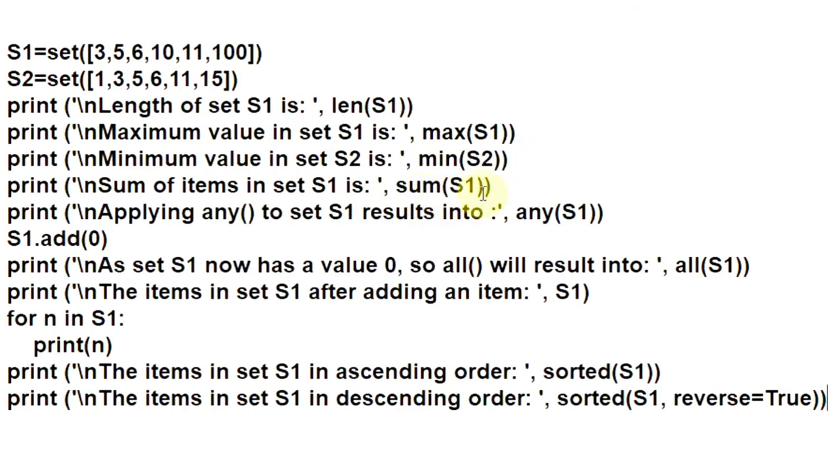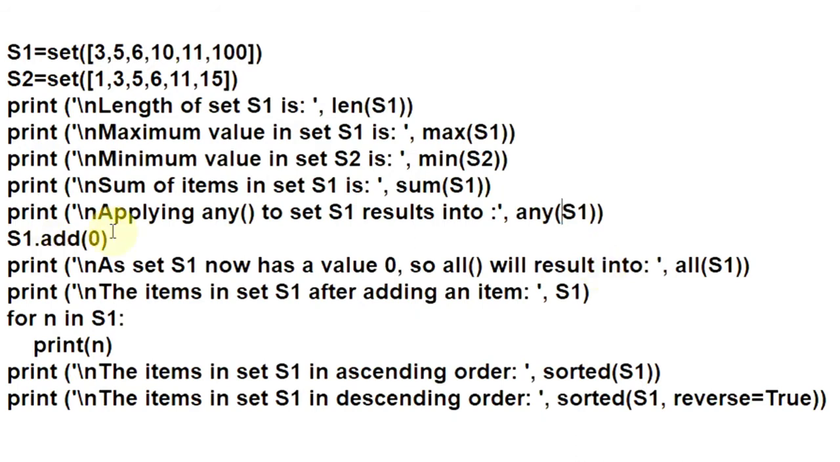Sum function. This sum method will add all the elements of S1. Whatever the sum of it, it will be displayed here. Any method. What is this any? Any will search all the elements of the set, and if any of them is non-zero, it will get you a true. Let me tell you, 0 is considered as false. All the values except 0 are considered as true. Any means if a set has even a single true, non-zero value, it will get you true. But fortunately, this S1 has all the elements as true. So this will get you the result as true.